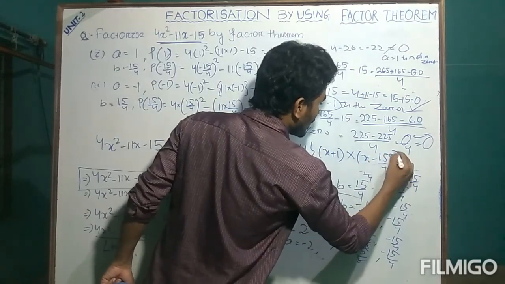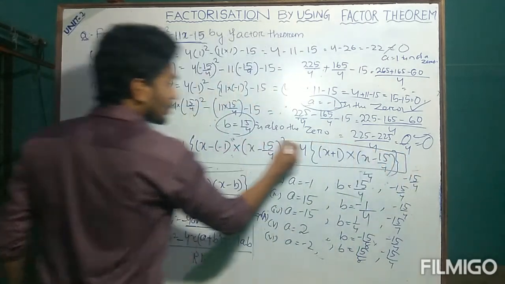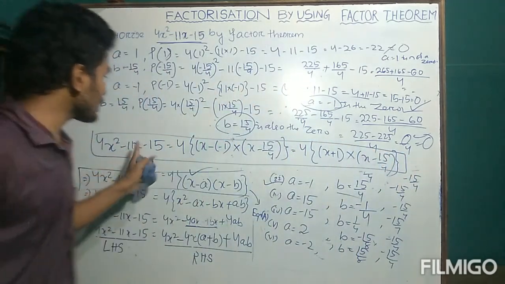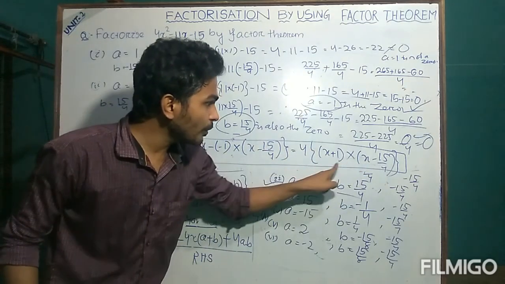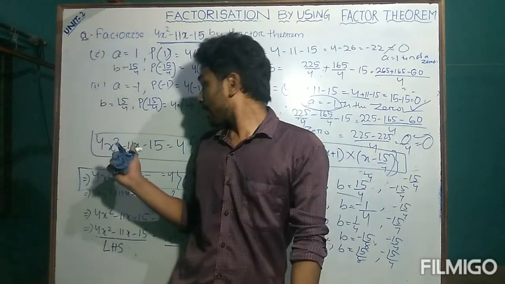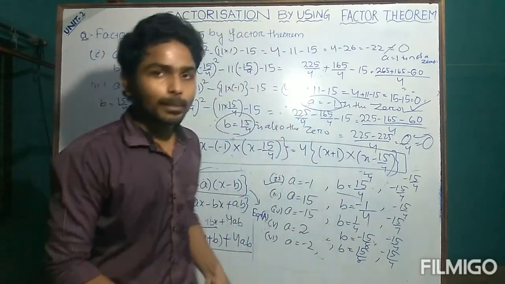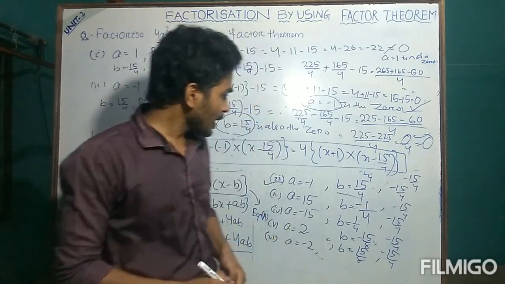This is our answer. Hence, we can say the quadratic polynomial 4x square minus 11x minus 15 can be converted into the product of two linear polynomials, and these two linear polynomials will be the factors of 4x square minus 11x minus 15. Okay? Do you understand?